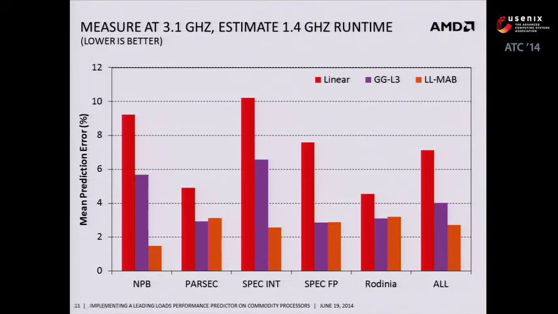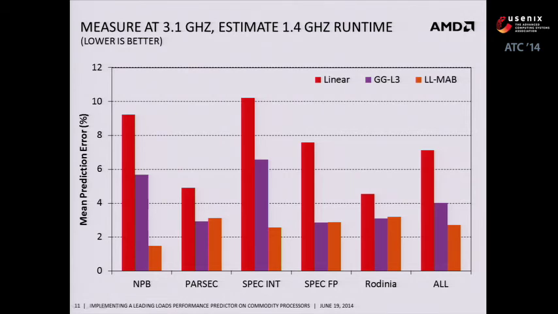So the 3 bars you see here are the linear estimation model, the Green Governor model, and finally this LL-MAB model that we built. And again, lower is better here because that means you are closer to getting the correct estimate of how your performance will be when you measure at 3.1 gigahertz and estimate how the application will run at 1.4. And so we see here that the LL-MAB model is better, but it's not as good as the simulation would have told you.